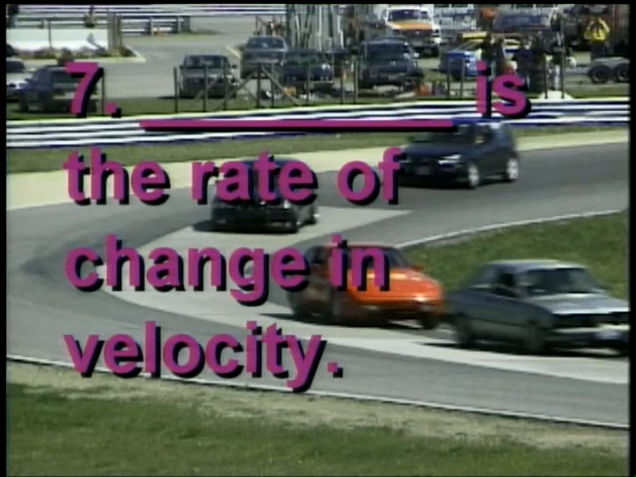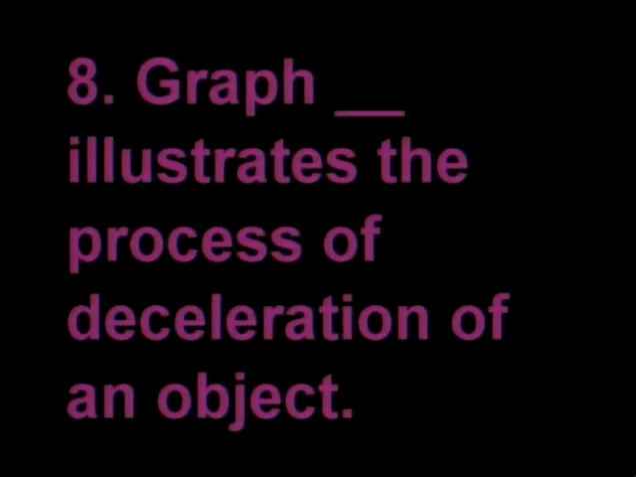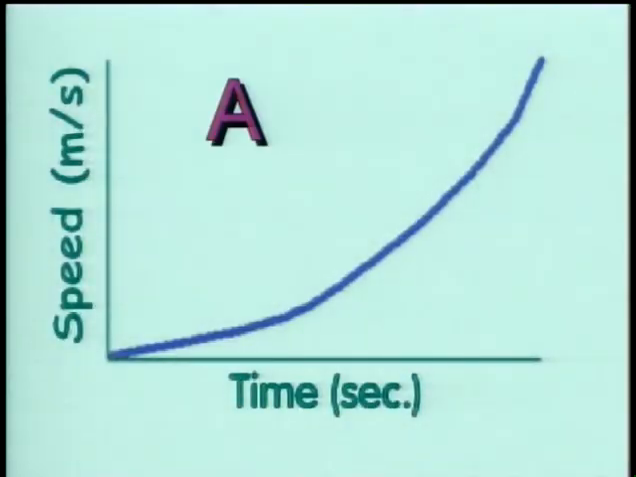Number 7. Acceleration is the rate of change in velocity. Number 8. This graph illustrates the process of deceleration of an object.